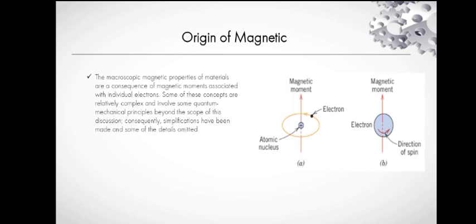So, as shown in the figure, this is a demonstration of the magnetic moments associated with, in figure A, an orbiting electron, and in figure B, a spinning electron. An electron may be considered to be a small current loop generating a very small magnetic field and having a magnetic moment along its axis of rotation, as schematically illustrated in this figure.